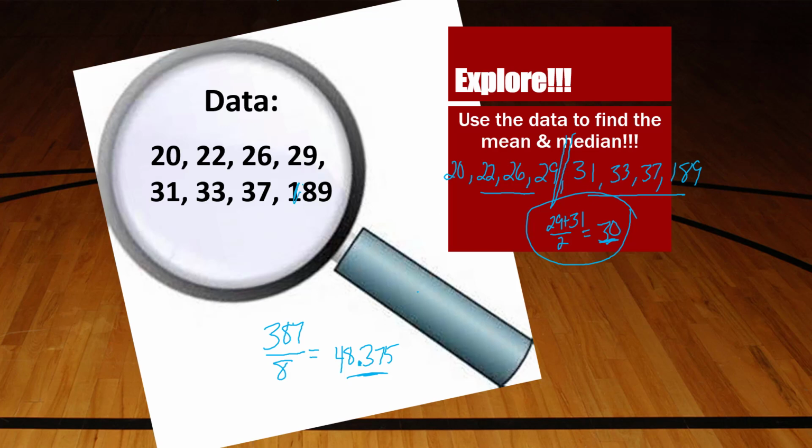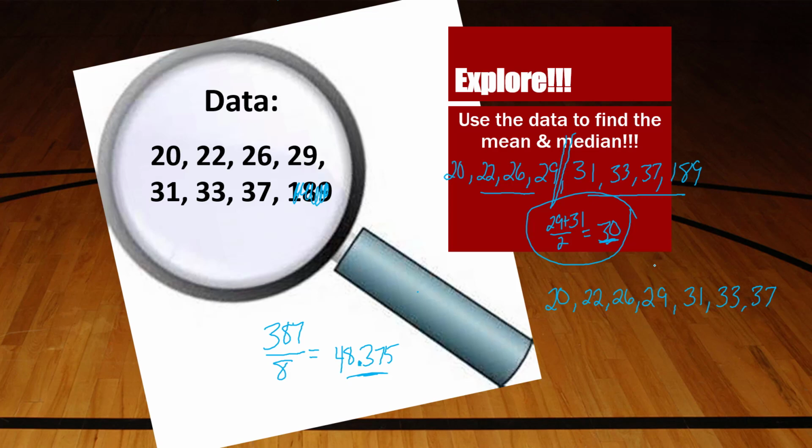Now, let's assume for just a minute that I knock this 189 off. And we end up with 20, 22, 26, 29, 31, 33, and 37 as our values. Well, now I need to find the number in the middle, or set of numbers in the middle, and I have 1, 2, 3, 4, 5, 6, 7. I have an odd set of numbers. So I know that there's going to be an exact middle to this one.